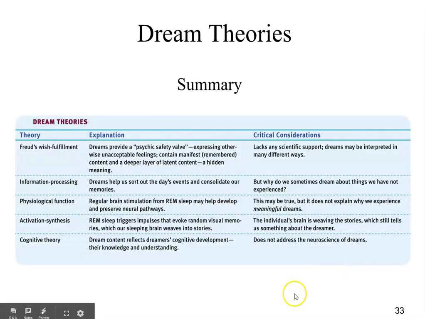And then activation synthesis: REM sleep triggers impulses that evoke random visual memories that our sleeping brain weaves into a story. The critical consideration is that the individual's brain is weaving the stories, which still tells us something about the dreamer. Okay, so cognitive theory: dream content reflects the dreamer's cognitive development, their knowledge and understanding. It does not address the neuroscience of dreams.